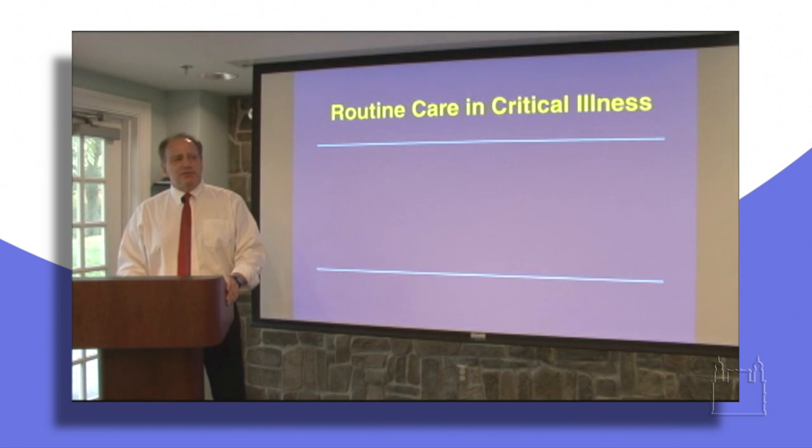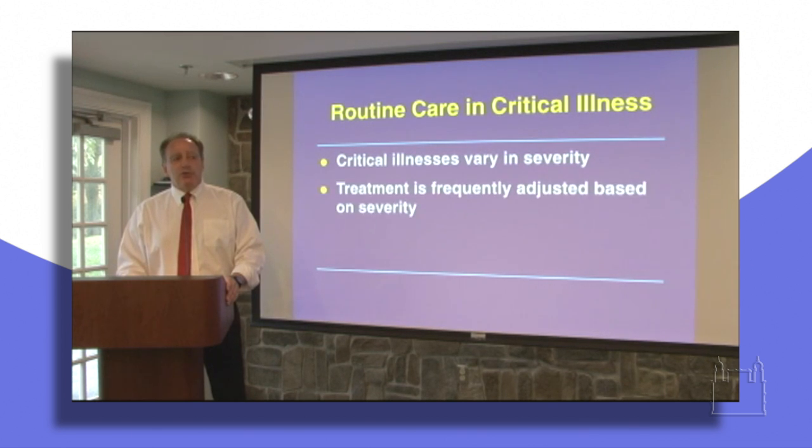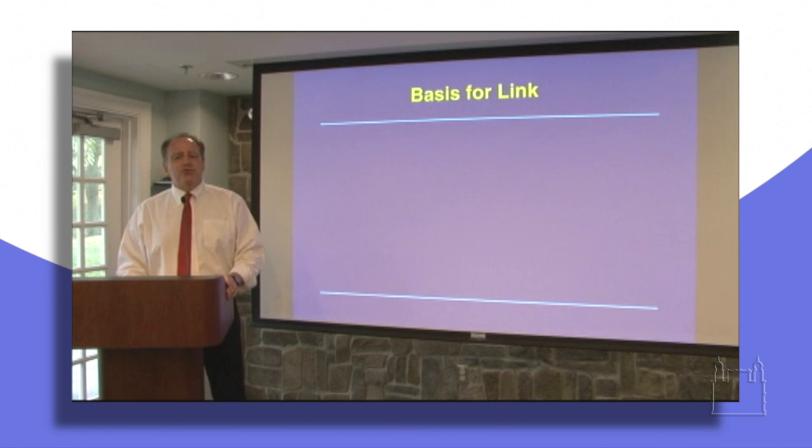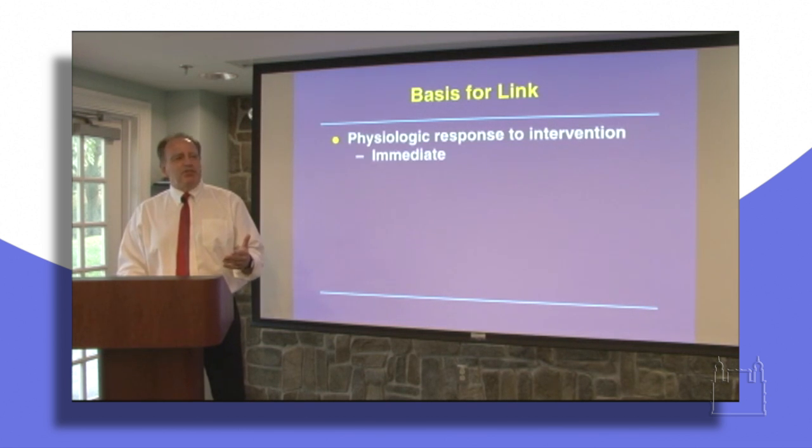Routine care and critical illness. Critical illnesses vary in severity. Treatment is frequently adjusted based on the severity. Severity of illness and treatment levels are often linked. Now, the basis for the link is not a randomized controlled trial. It's physiologic. We use physiologic endpoints and base these treatments on physiologic therapies trying to normalize things. It's a physiologic response to an intervention. It's immediate. It's reproducible. It has physiologic rationale.